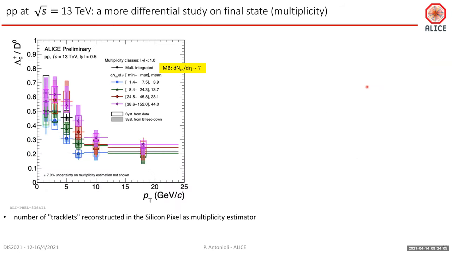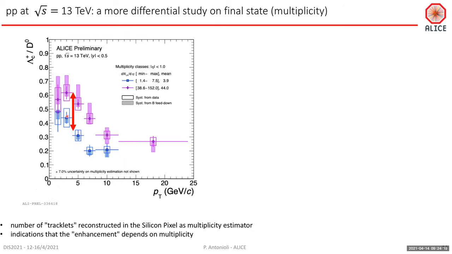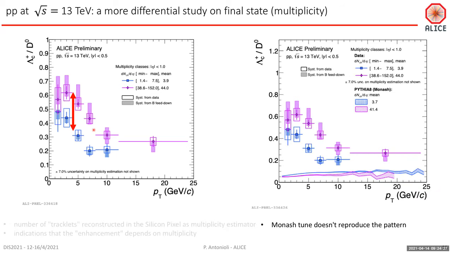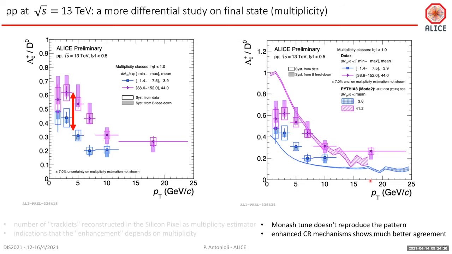So we tried to disentangle, making a more differential study on final state multiplicity. Here you still have the ratio, but in different classes of multiplicity. They seem all packed, but let me just put the lowest and the highest multiplicity class. You see that there is a clear enhancement dependent on the multiplicity. Standard PYTHIA is completely unable to describe this behavior seen in the data, but it is quite impressive that enhanced color reconnection mechanisms are able to obtain a much better agreement with data.